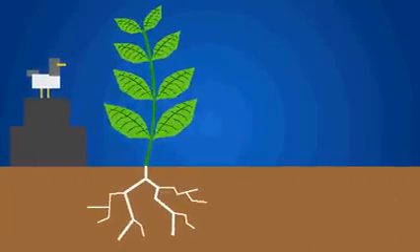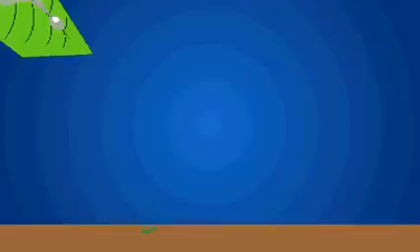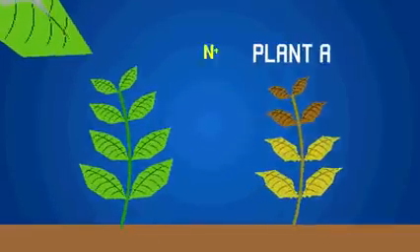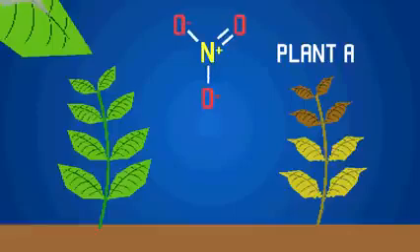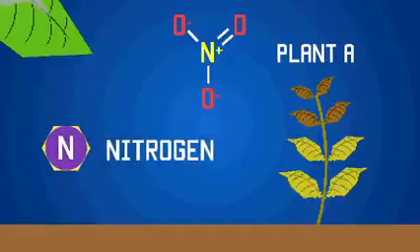For example, nitrogen is needed to make protein. Plant A has not obtained enough nitrogen, which it should get by absorbing nitrate ions from the soil. As you know, nitrogen is needed to make protein, so without this element, the plant will have stunted growth. The older leaves will be yellow and sometimes shriveled.